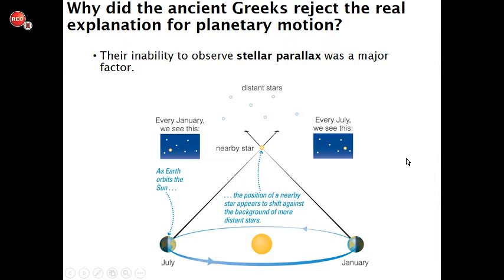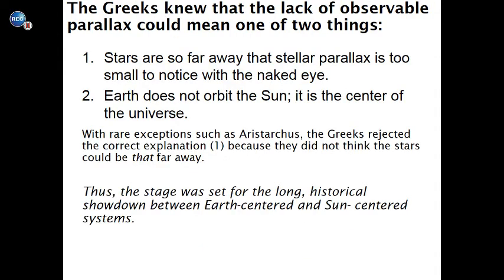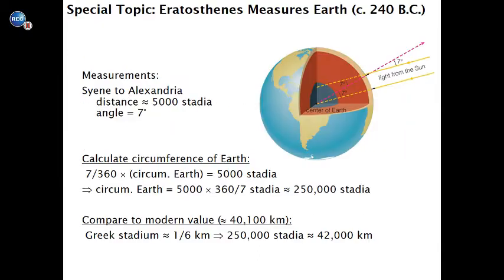And that's kind of the big thing. Stellar parallax drives the geocentric idea. We should be able to see the motion of nearby stars if the Earth is moving, but we don't. And we think they're a lot closer than they appear to be. They don't want to accept that stars are very, very far away. So they figure that the Earth doesn't orbit. It has to be the center of the universe.